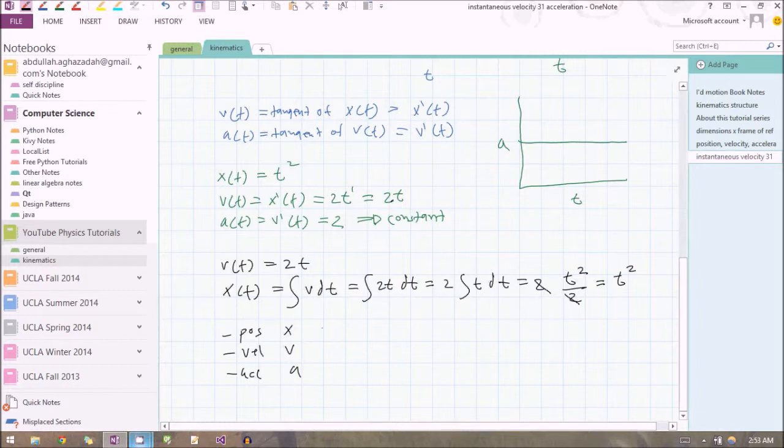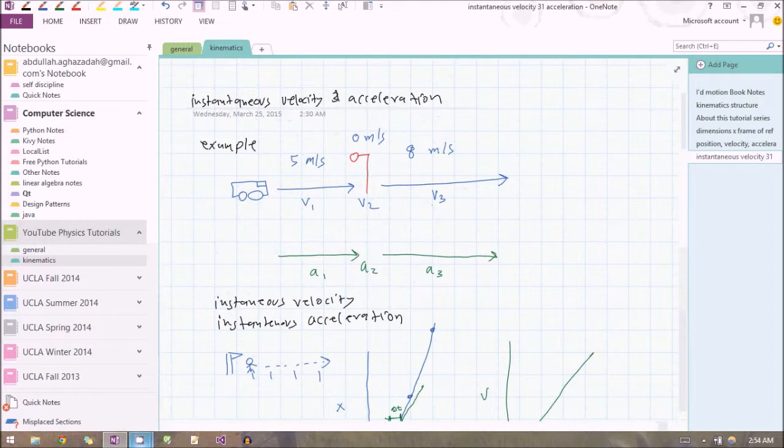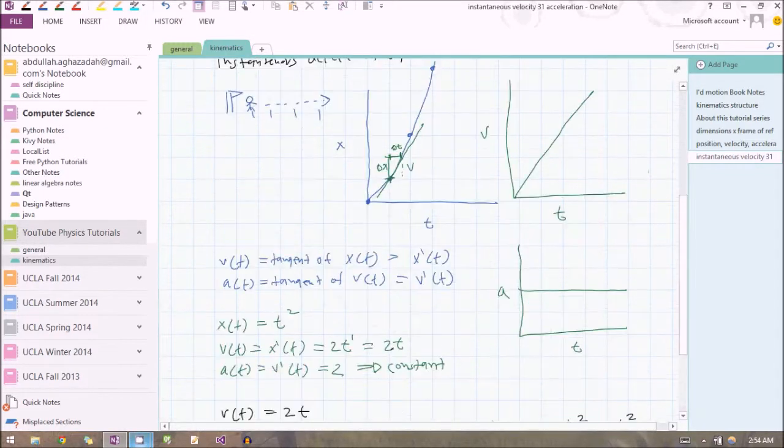So if I tell you the position as a function of time, I can tell you the velocity as a function of time, the instantaneous velocity more precisely, and I can also tell you the acceleration as a function of time. So that's what differential and integral calculus allows us to do. It allows us to find instantaneous velocity and instantaneous acceleration. It also lets us do a lot of other cool things that we'll talk about later. So I believe that's it for this one.